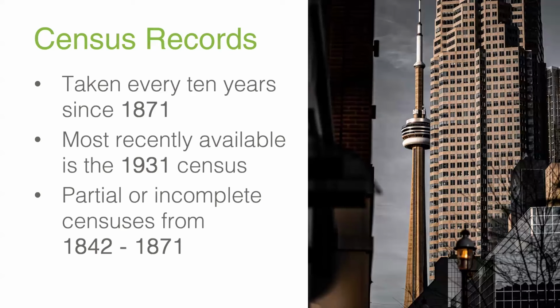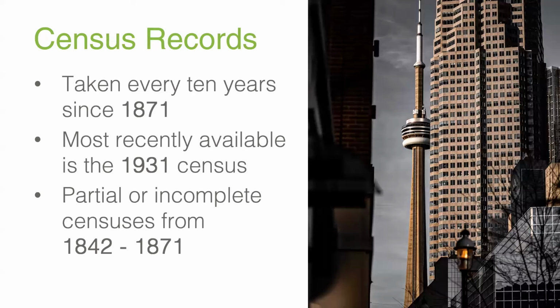Census records in Canada started in 1871 and then were taken every 10 years since. Something to note is that 1871 is the first national government census. Before 1871, there are other partial or incomplete censuses, especially between 1842 and 1871. But again, those are only partial. They weren't done by a federal government. They were all done provincial-wide or town-wide or county-wide. So you'll really get a different scattering of records from there.